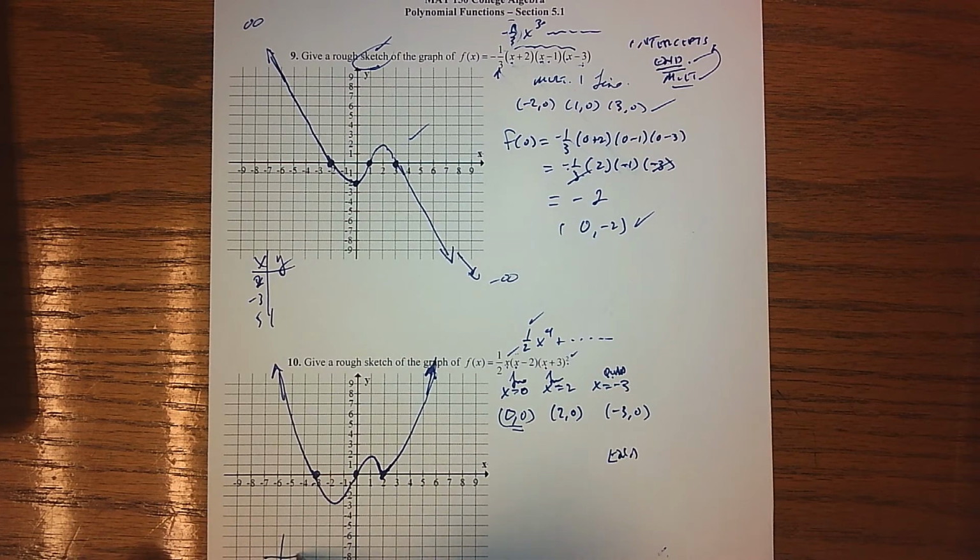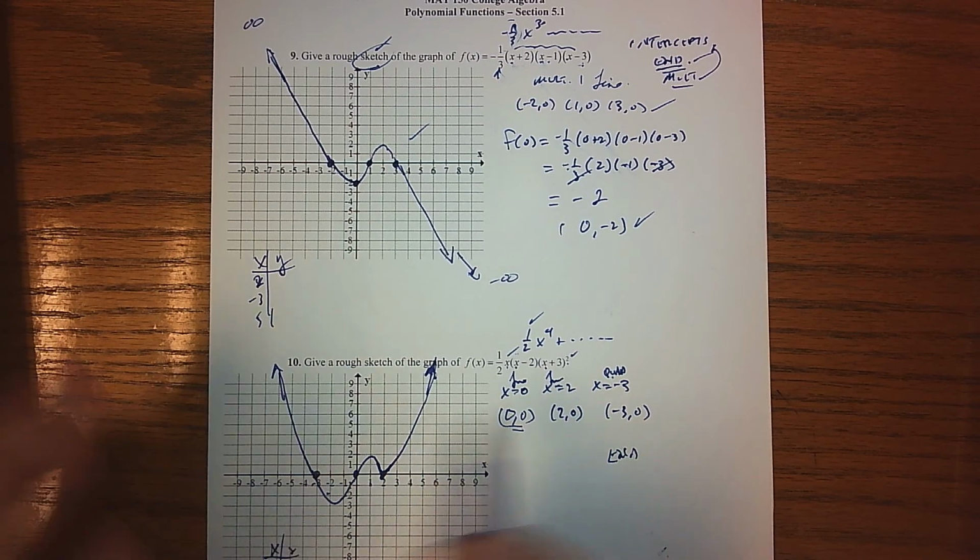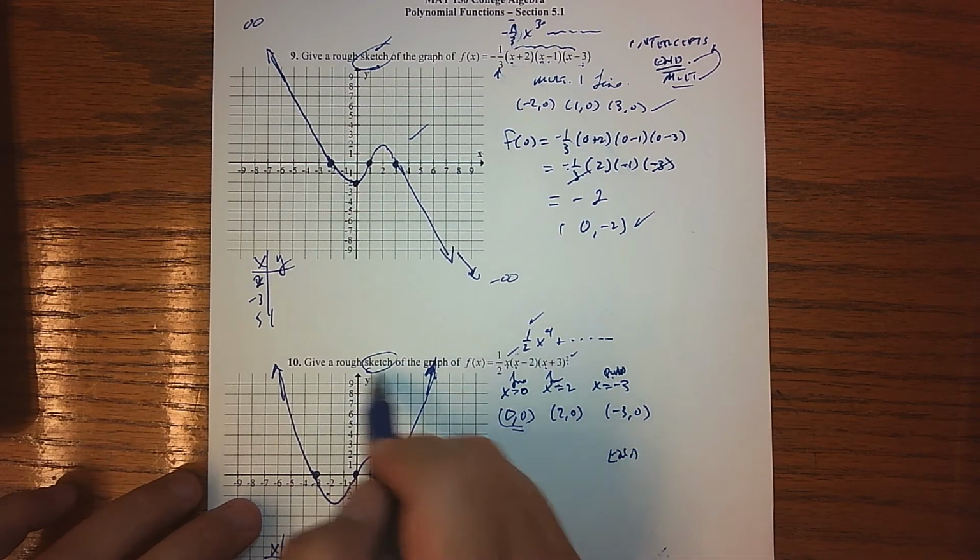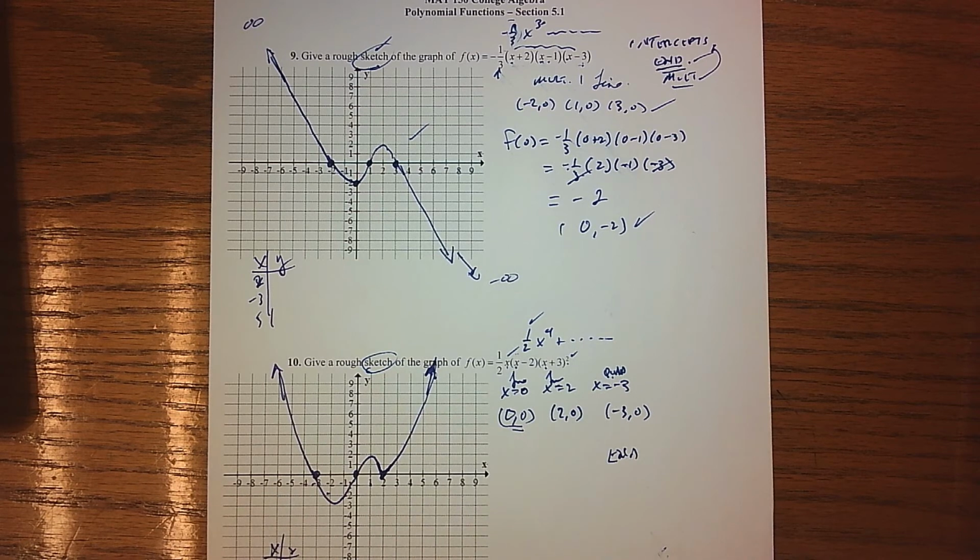If I wanted more detail, perhaps I'd throw in what's happening at -2, what's happening at 1, what's happening at 3, just to give myself more detail. But again, I'm just asking for a quick sketch. And there's a quick sketch with all my needed information. My intercepts, my end behavior, we've got it.